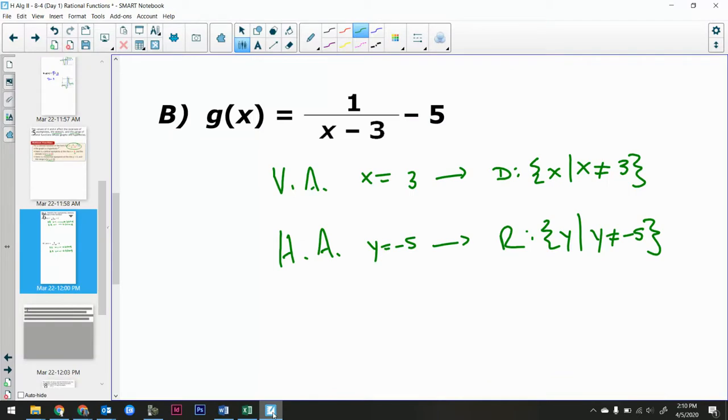Sorry about that. So I think I was saying something about the vertical asymptote matching up directly with the domain and the horizontal asymptote matching up with the range. So I think we're good.